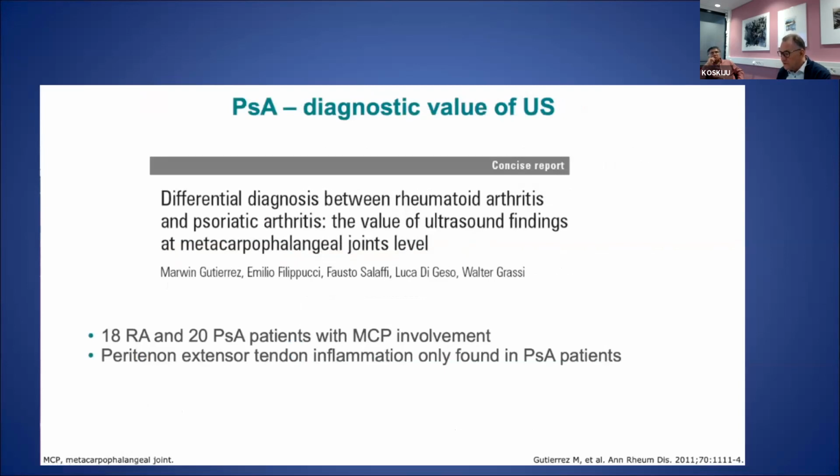On the diagnostic value of ultrasound, there is one concise report by Marvin Gutierrez, Philip Pucci, and so on. They examined the differential diagnosis between rheumatoid arthritis and psoriatic arthritis. And what they found at the MCP, metacarpophalangeal level, is that in psoriasis there is peritendon extensor inflammation. And this is one typical finding that differs from rheumatoid.